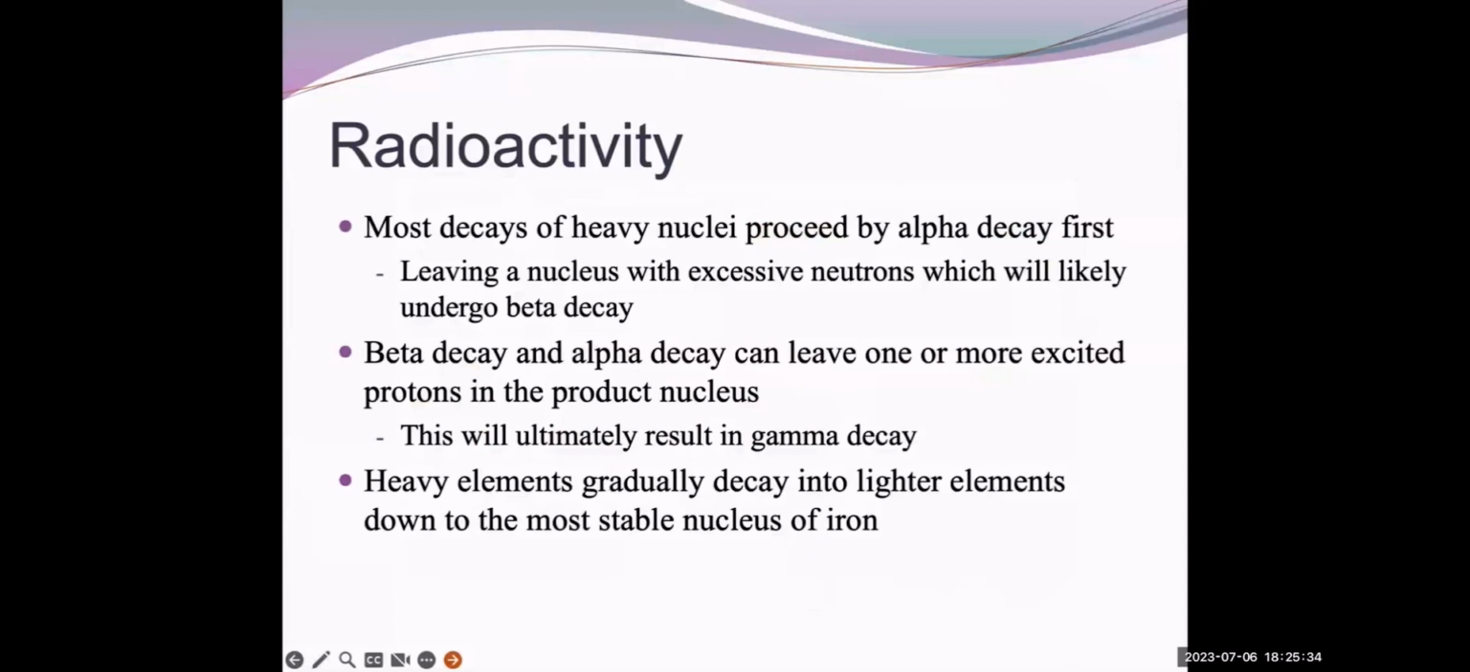Most decays of heavy nuclei proceed by alpha decay first, leaving a nucleus with excessive neutrons, which will likely undergo beta decay. Then when beta decay occurs, and alpha decay can leave one or more excited protons in the nucleus, which will ultimately result in gamma decay, to restore balance. Heavy elements gradually decay into lighter and lighter elements down to the most stable nucleus, which is iron.